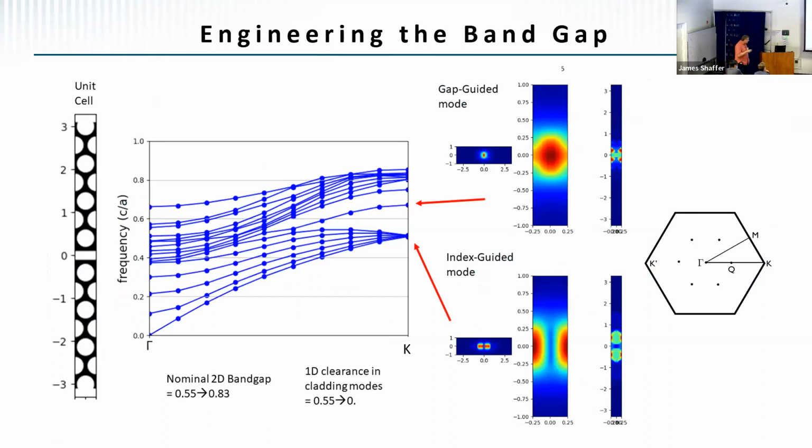So the other nice thing about this, like I said, is you can engineer these devices. You have good parameters to do that. You can move different guided wave bands through this band gap if you want to engineer this. And this just shows a gap guided mode in one of these structures over here versus an index guided mode over here.